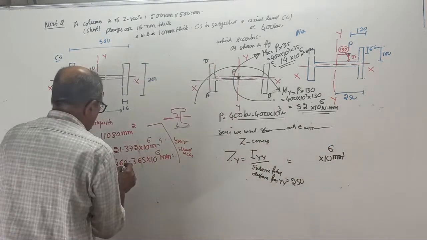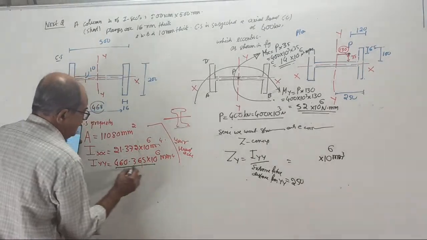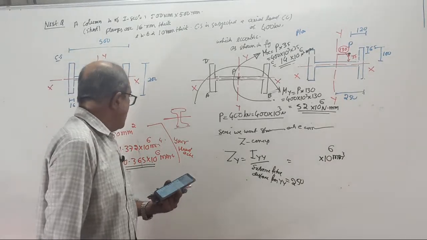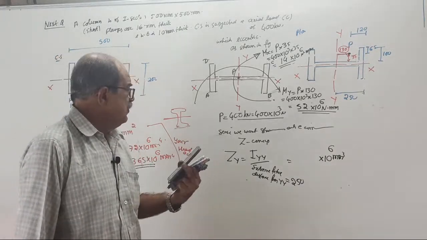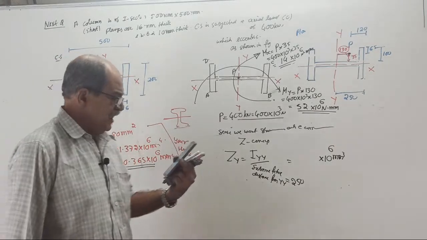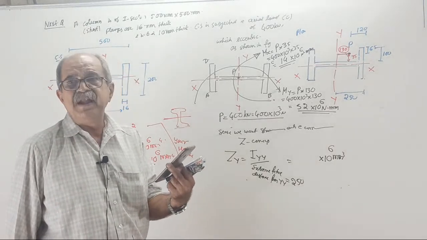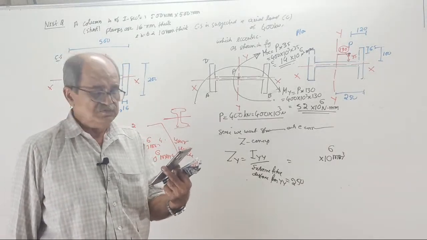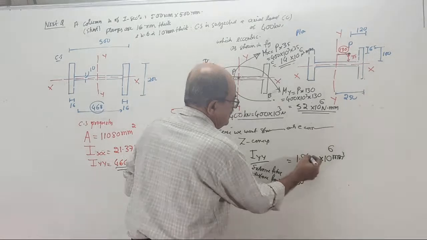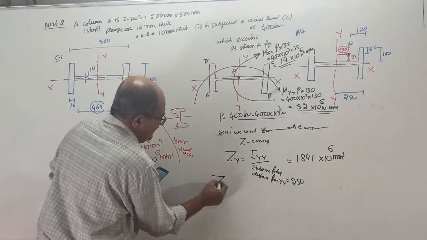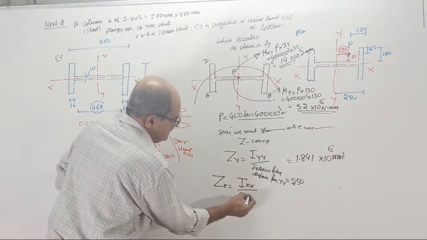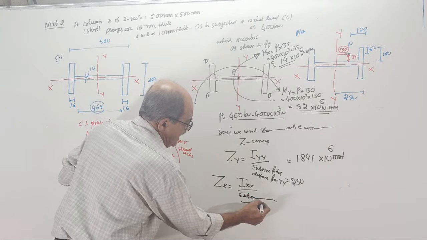Substitute. IYY is here. 460.365 divided by 250. Answer fast. A little more accurate, third decimal will do. It is 1.841. Okay. Same way, Z about x-axis equals I about x-axis divided by extreme fiber distance from x-axis.